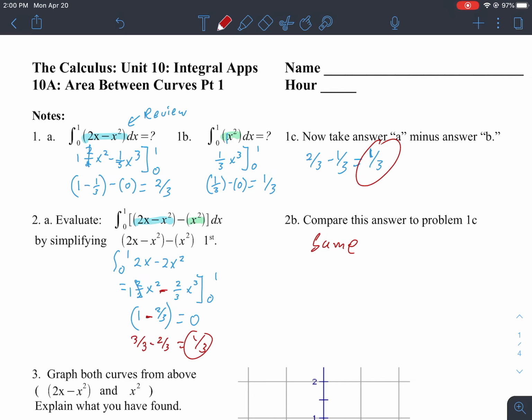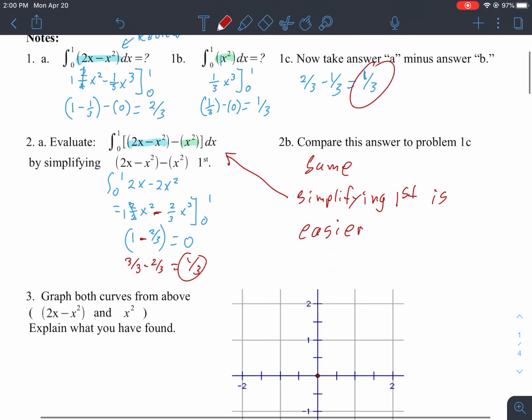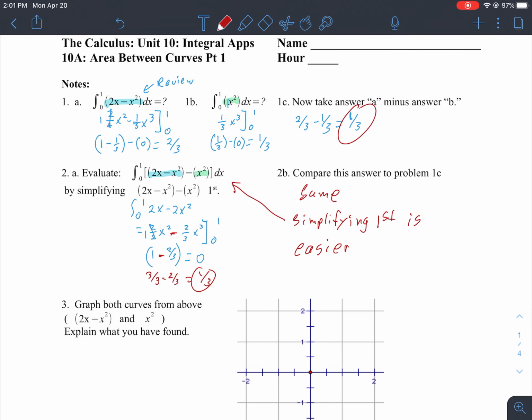Now, simplifying first is always easier. Sometimes by a little, sometimes by a lot. But it makes more sense to think of it the top way, which takes longer.